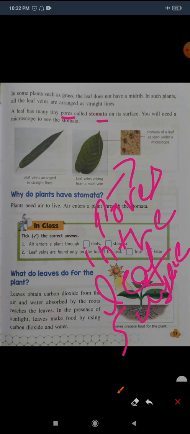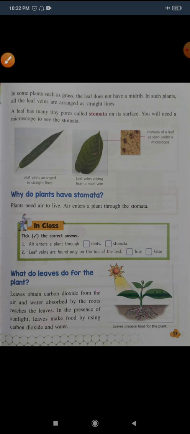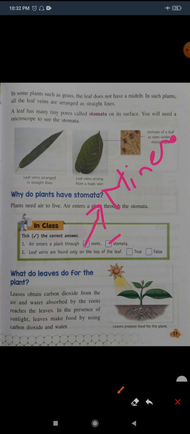Now the next, here you can see some questions. Air enters a plant through, obviously, stomata. From the root, what enters? Minerals and water. Now, leaf veins are found only on the top of the leaf. No, not only on the top of the leaf, they are found in the whole leaf. Now what do leaves do for the plant?